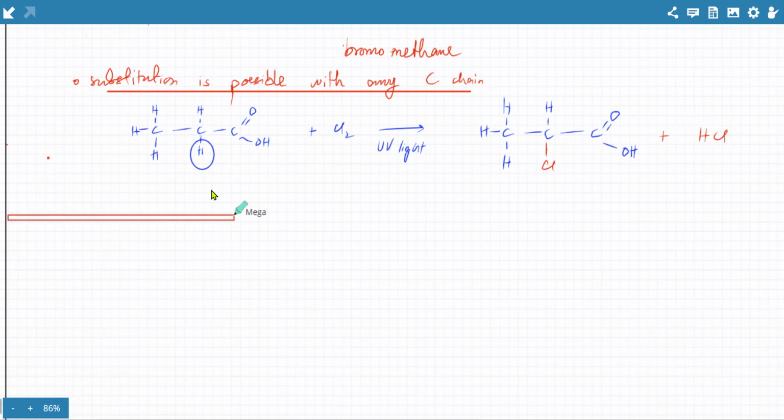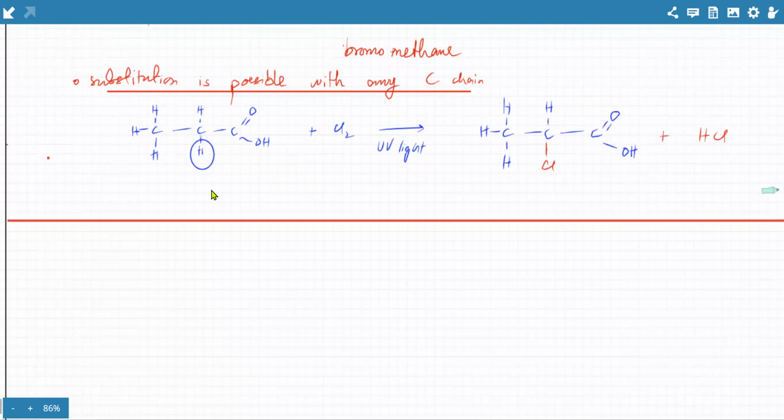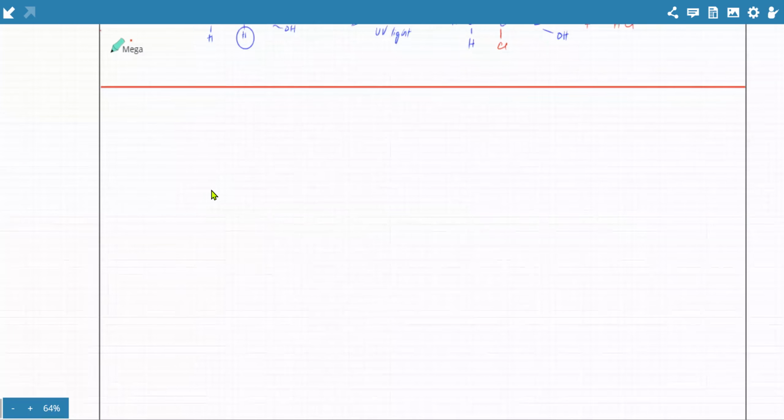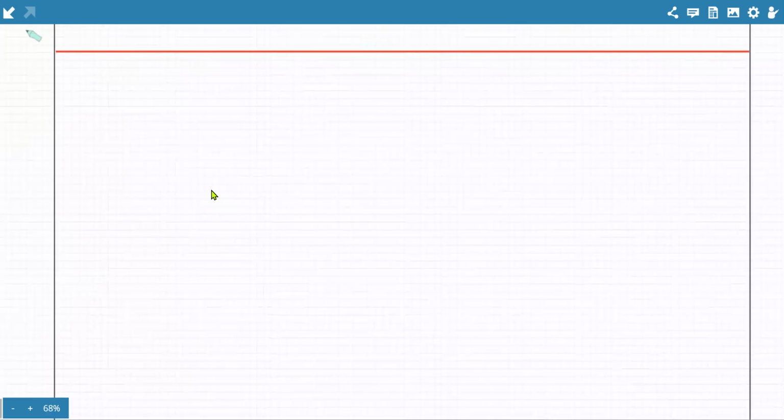Now moving on to the next part, which is, क्या है next part हमारा? The next part is that there's a reaction called cracking.